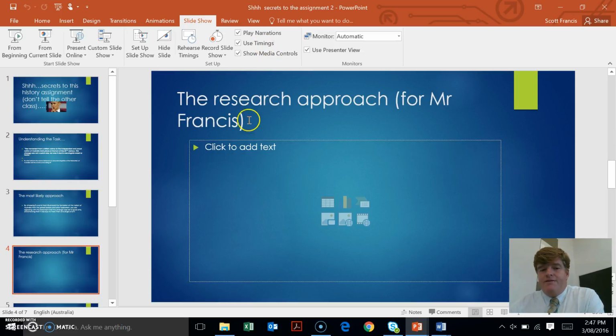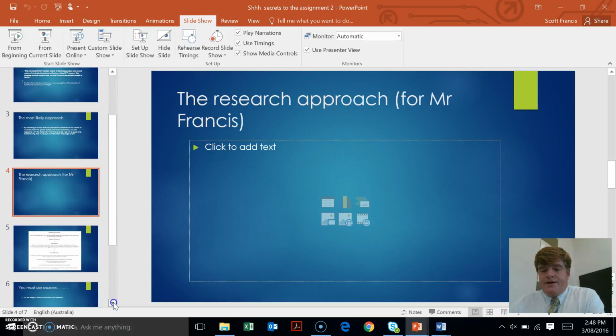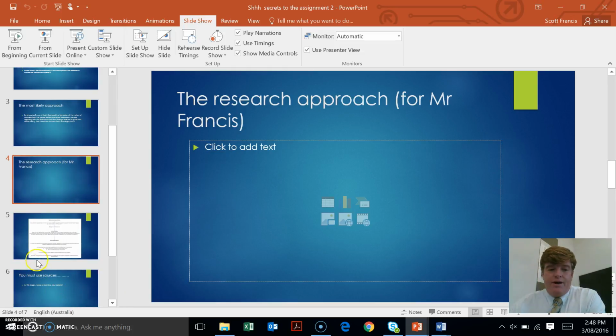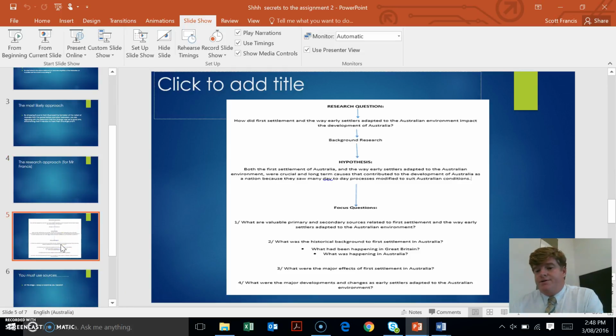Now, we also have to think about how we're going to approach the research task. And I've done this. I've chosen my areas of interest. So I think personally I'm going to agree with the statement that there are a number of events that influence the formation of Australia and that these happened over time. And I've chosen 2, and I've chosen 2 that aren't as common because I don't want you guys to be copying. So, obviously you can't copy what I've done and expect to get good marks. So I've chosen first settlement and the way early settlers adapted to the Australian environment.